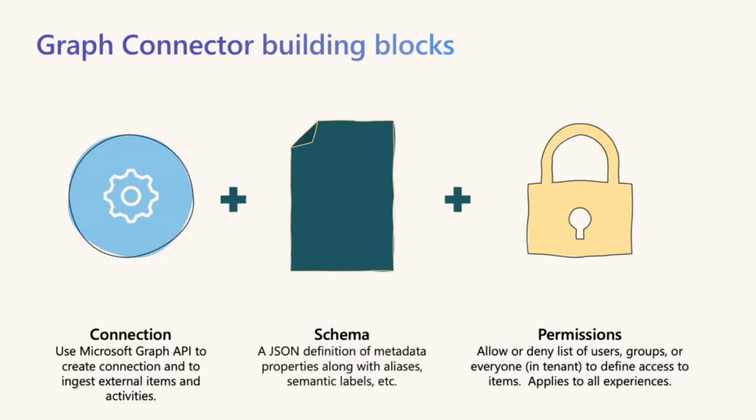Now, in terms of the actual building blocks of what goes into a Graph connector, there are really three main components, and we'll talk about them here. The first is we have a connection. You can really think about this as a logical container for all the other elements that appear on the page here.